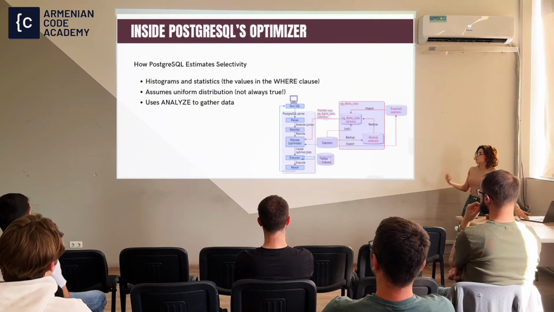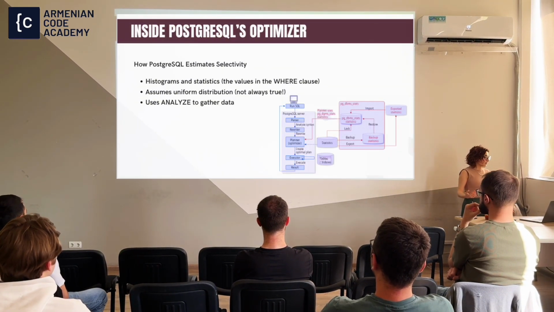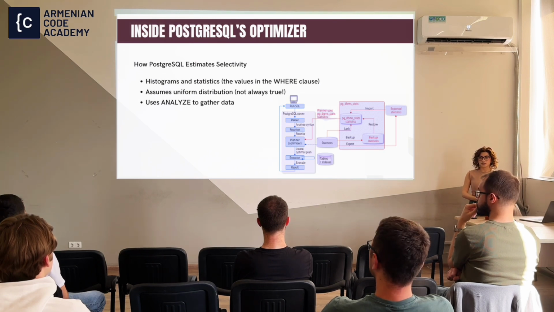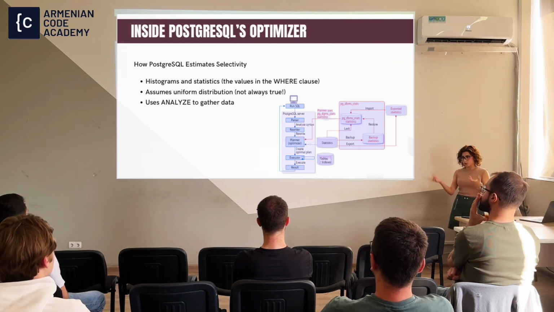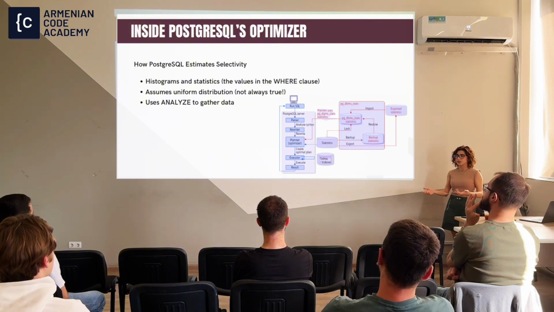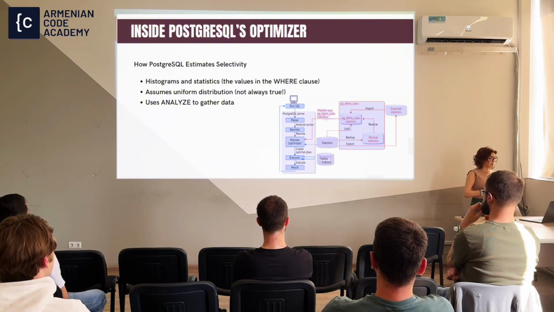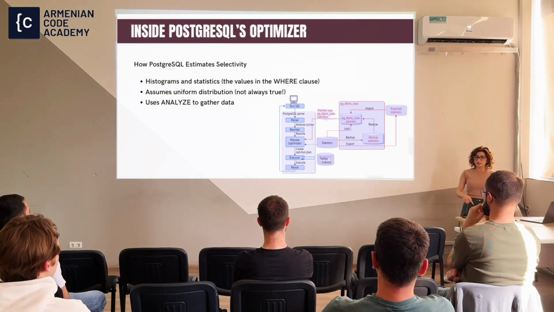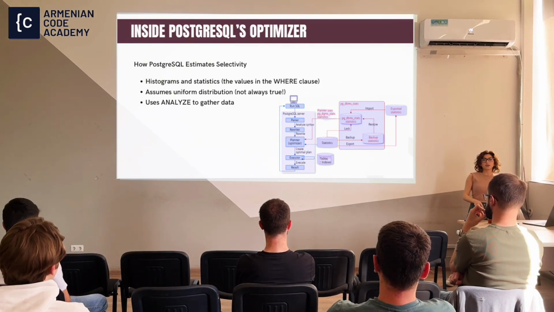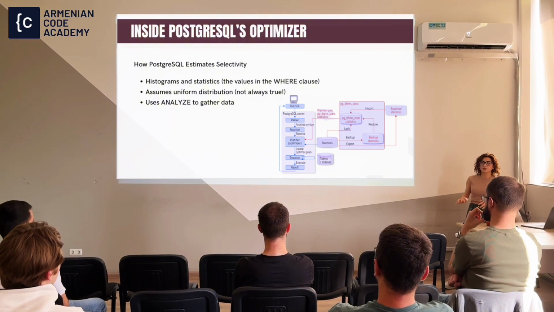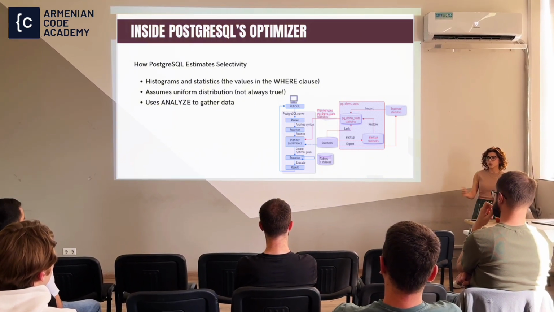So how does this optimizer work itself? It is based on histograms and statistics. It's mainly the values in the where clause that is included in the query. Most of the time it assumes that the distribution is a uniform distribution. This is the key where it lags, because it is not always true.